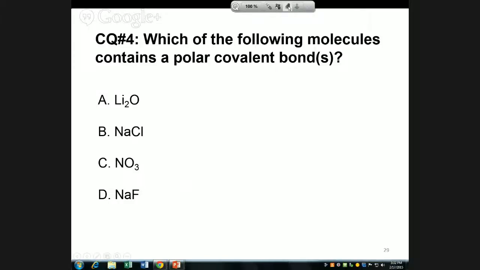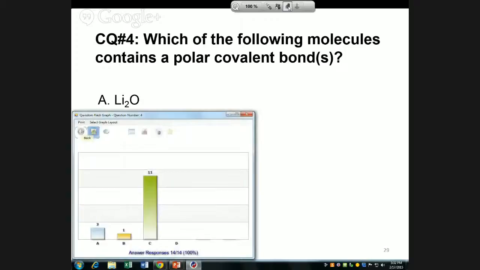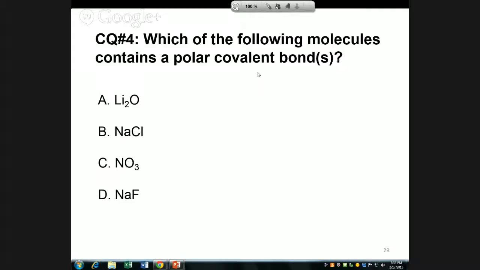So here's the spread of answers. As I would expect for what I told you, there's a lot more people that chose C as an answer, because I told you that nitrogen-oxygen bonds are polar. But what was correct? Oh, good. I was afraid that it was going to tell you that A was actually correct. I couldn't remember. So we already dealt with sodium chloride. That's an ionic bond.